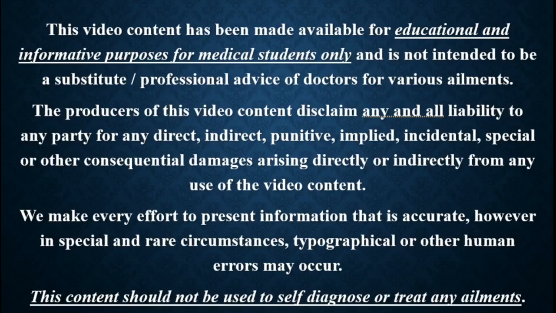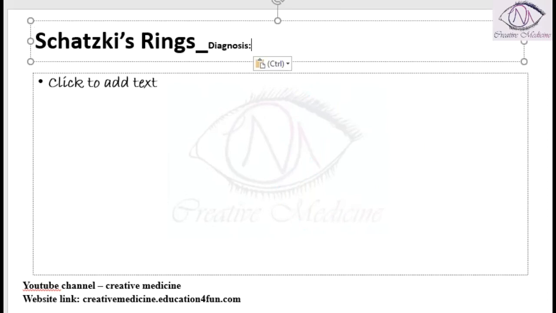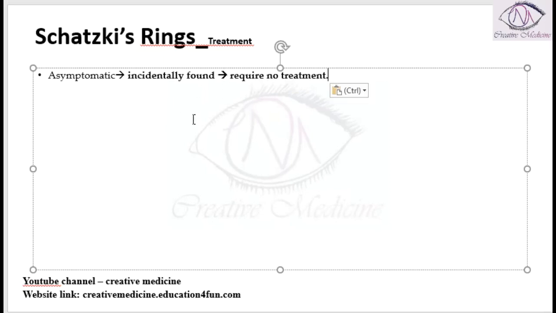In this lecture, we will learn about the treatment of Schatzki's ring. The treatment of Schatzki's ring actually depends upon the symptoms. If the patient is asymptomatic and the ring is incidentally found, then it requires no treatment.